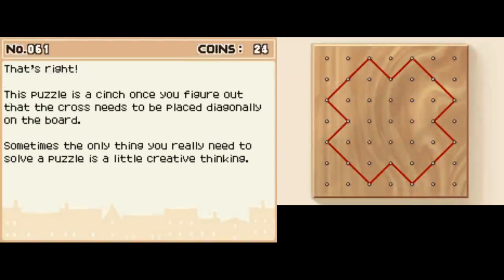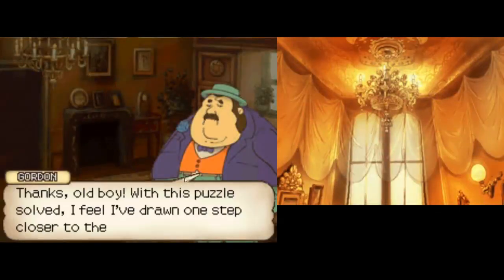Mission complete. Critical thinking is the key to success. That's right. This puzzle is a cinch once you figure out that the cross needs to be placed diagonally on the board. Sometimes the only thing you need to solve a puzzle is a little creative thinking. Thanks, old boy. With this puzzle solved, I feel I've drawn one step closer to the altar.